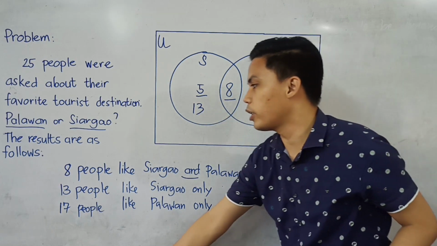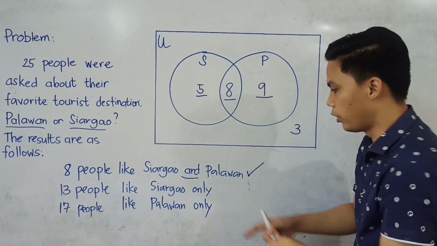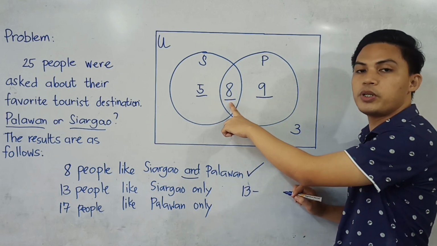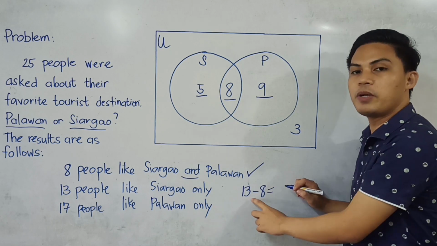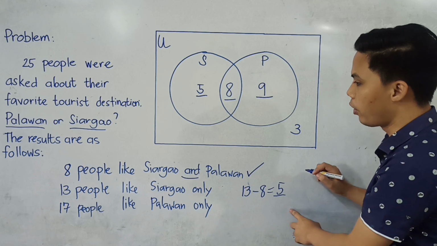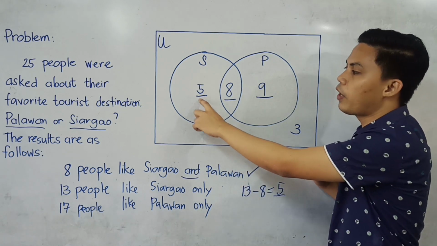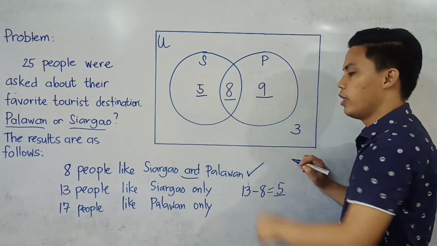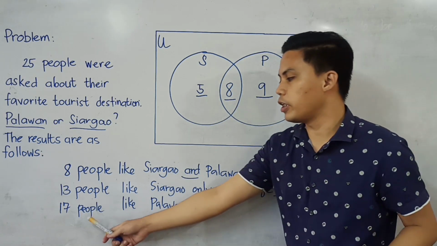Okay, so yung solution natin would be 13 minus yung number sa intersection ng dalawang sets. So we have 13 minus 8, that is equal to 5. Ibig sabihin, there are 5 people who like Siargao only. So yun, ang 5 na yung ilalagay natin dito sa region natin. Okay? Next, the last information.